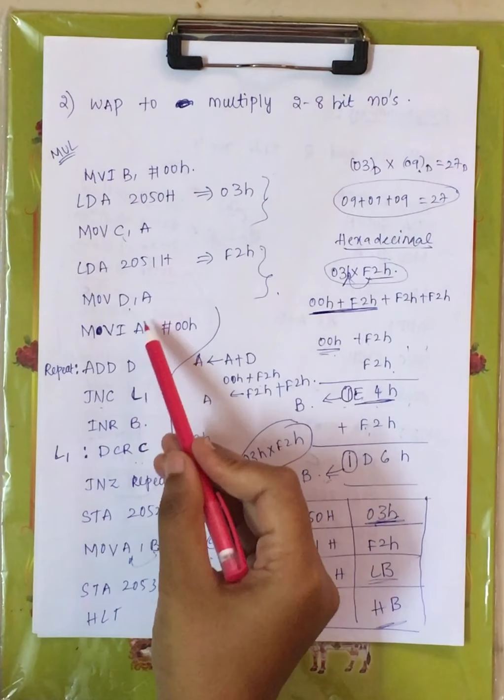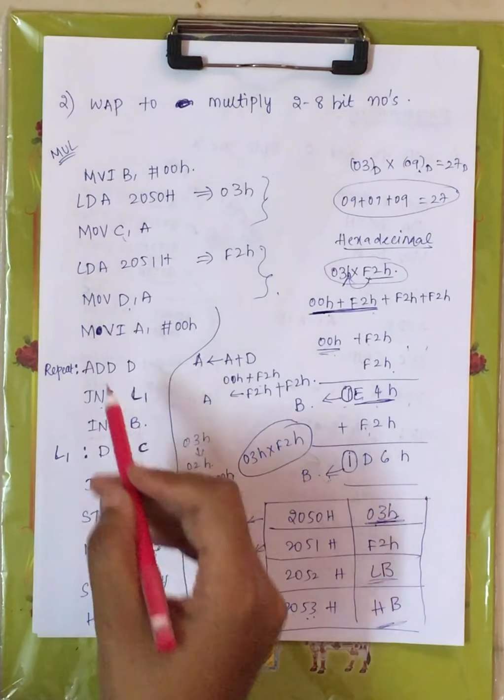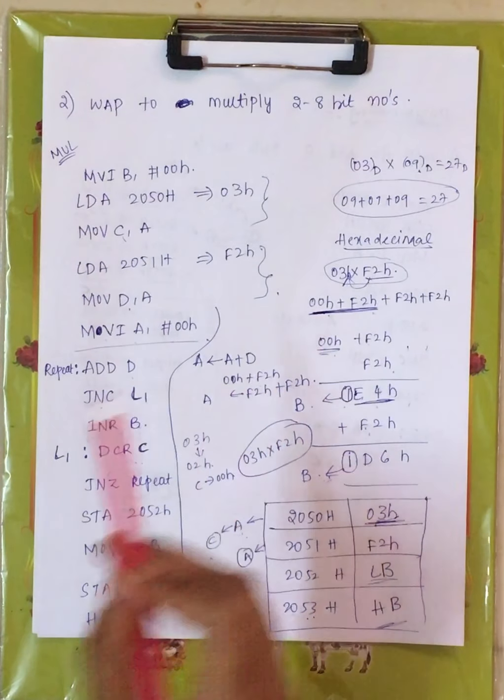Now A is free, right? First I have to follow 00H plus F2H, right? Now MVI A, 00H. Because you have the instruction ADD D, right? You have the instruction ADD some register. Contents of A are added with contents of some register. That's why I have to use this instruction MVI A, 00H, right? Now ADD D, 00H plus F2H, right?